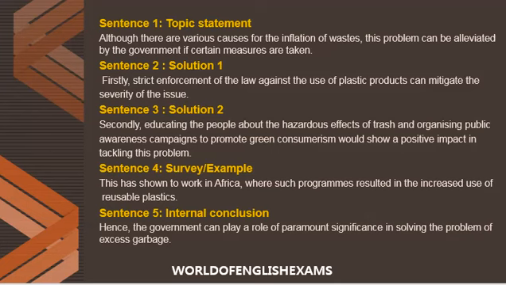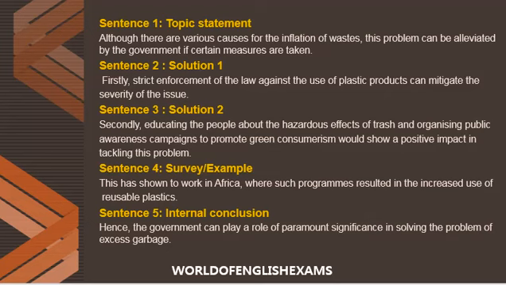So the first solution would be the enforcement of stringent regulations. Now what is solution number 2? Secondly, educating the people about the hazardous effects of trash and organizing public awareness campaigns to promote green consumerism. As the name suggests, green consumerism is promoting eco-friendly products, and it would show a positive impact in tackling this problem. So the first solution is the enforcement of strict regulations. Second one, educating the people.